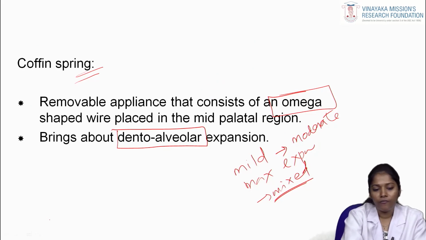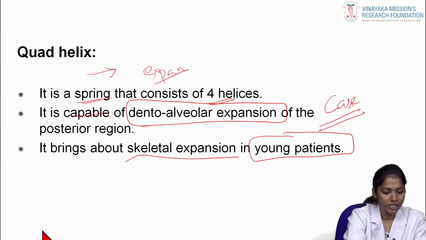And we have a few kinds of expansion appliances. When it comes to expansion, we have dentoalveolar expansion and skeletal expansion. In dentoalveolar expansion, we have the coffin spring, the W arch, the quad helix, as well as the Hawley's with jack screw. All these four kinds of appliances are going to produce dentoalveolar expansion.